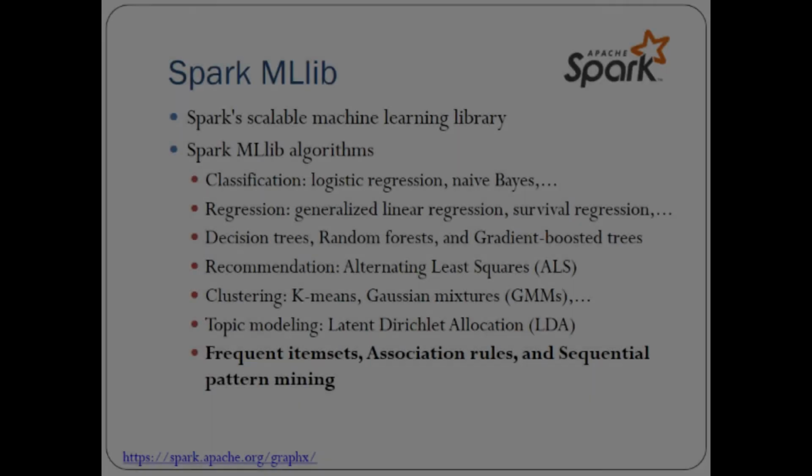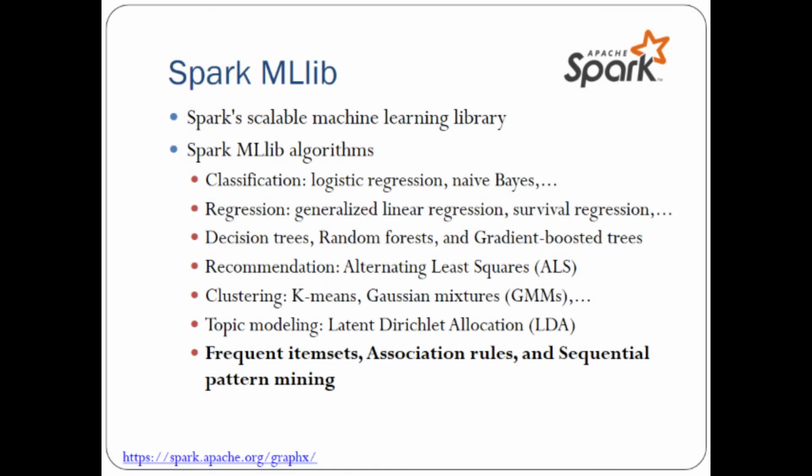Hello, we are starting with another part of the Spark machine learning library. In this Spark machine learning library, there are various utilities available for classification. There are various algorithms like logistic regression. For regression, you have some advanced algorithms like generalized linear regression. Then you have decision trees available, random forest and gradient boosted trees. Then you can do recommendation with the help of ALS, and you can do clustering with k-means and GMM.